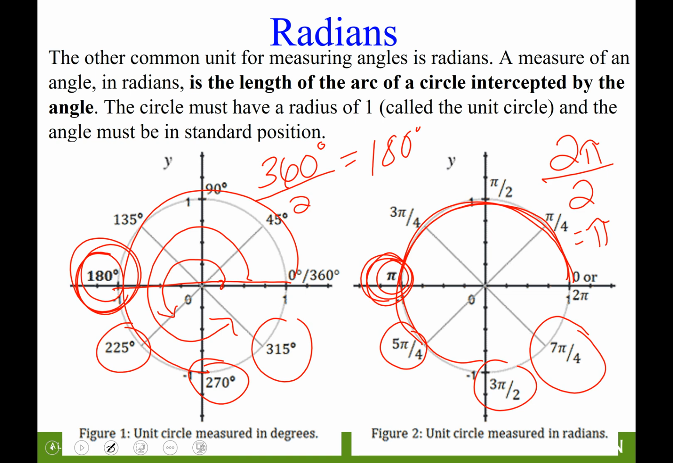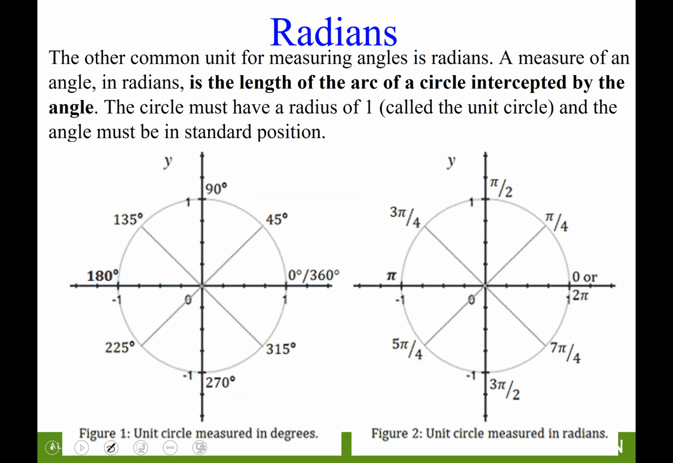And the last one, I'm going to erase everything else. The last one, if your angle starts right here and opens up and goes all the way around the circle, that is a measure of 360 degrees. And in radians, if the arc is intercepted here and goes all the way around and is intercepted there again, that is 2 pi. Okay.